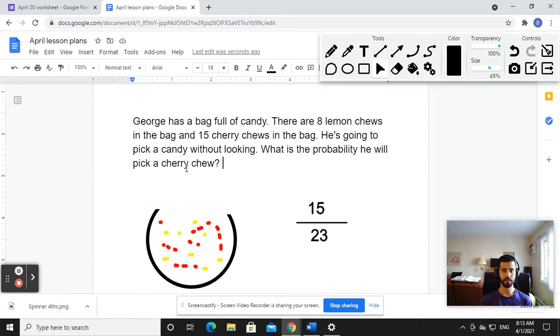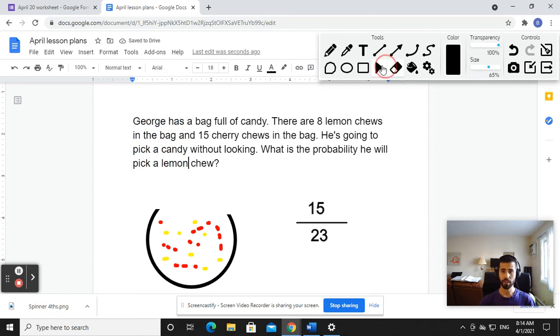Now if they asked, what are the odds of him choosing a lemon chew? That sounds kind of like a Pokemon. Lemon chew. Pikachu.